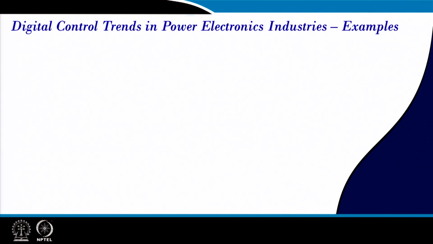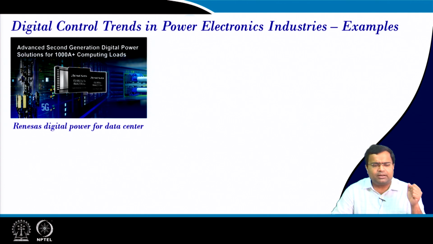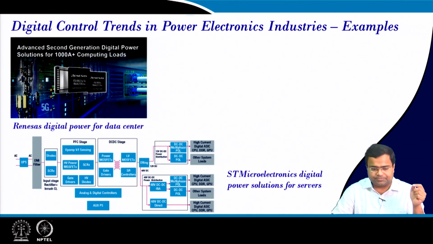In this course, we are going to first show the digital control trend in the power electronics industry, and I am showing a few examples. One example is for cloud computing for low voltage high current application, where the voltage level can be around 1.8 volt or below, but the current can be more than 1000 ampere. So, digital control can play a significant role. One such example is the Renesas digital power solution.